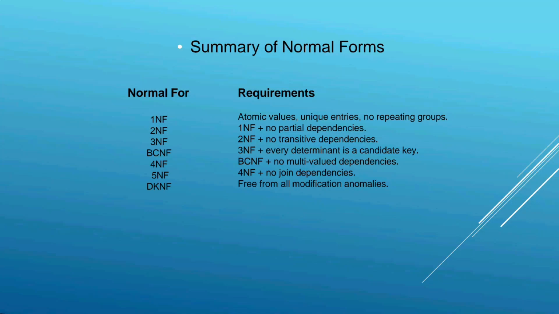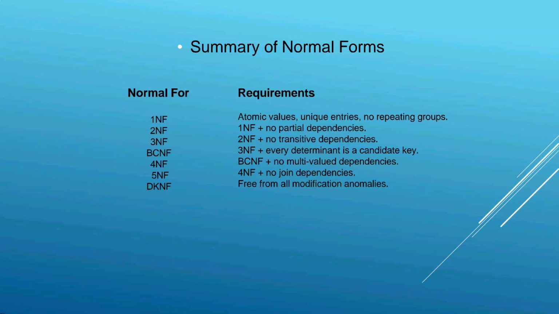4NF, fourth normal form. 4NF deals with multi-valued dependencies. For example, if a person has multiple phone numbers and multiple email addresses, we separate them into different tables. This ensures that unrelated multi-valued data does not mix in the same table.